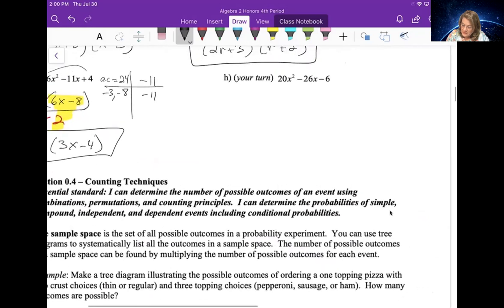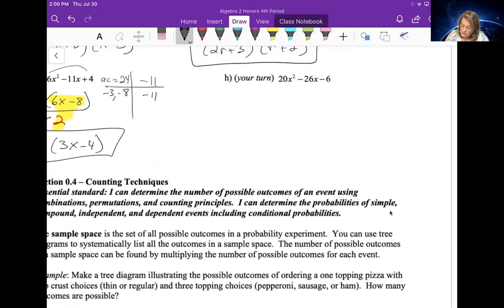Okay, so let's see how you did. All right, so the first thing I needed to do is take A times C and find multiple. Actually, no, let's make our life easier, right? What should we do? Is there a common factor? What's the greatest common factor in all of these? That would be a 2. So I'm going to pull a 2 out. 2 times 10x squared minus 13x minus 3.